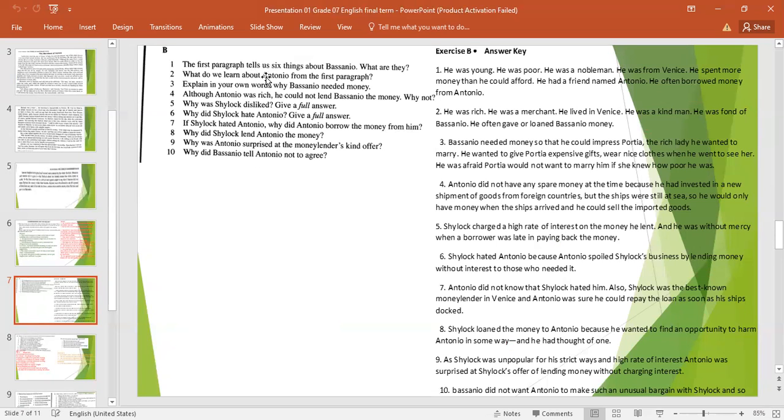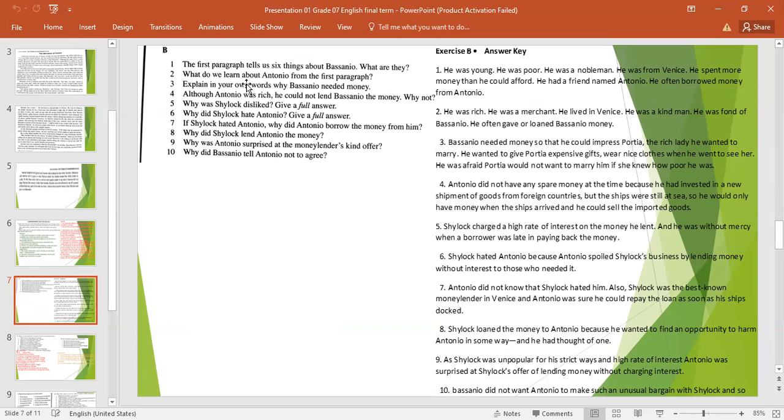The first question: the first paragraph tells us six things about Bassanio, what are they? The answer is here. He was young, he was poor, he was a nobleman, he was from Venice. He spent more money than he could afford. He had a friend named Antonio. He often borrowed money from Antonio. This is the first answer, six things which were mentioned.